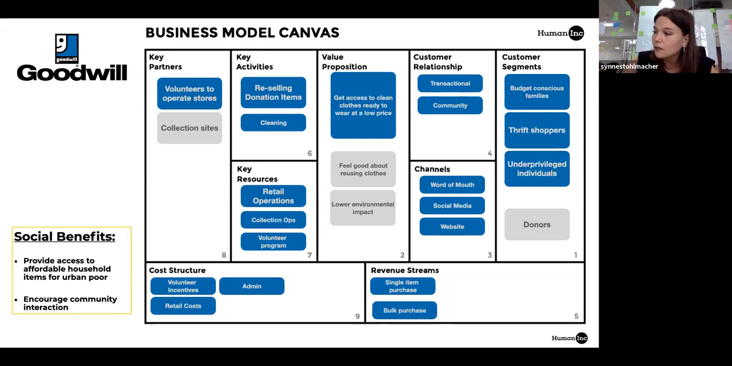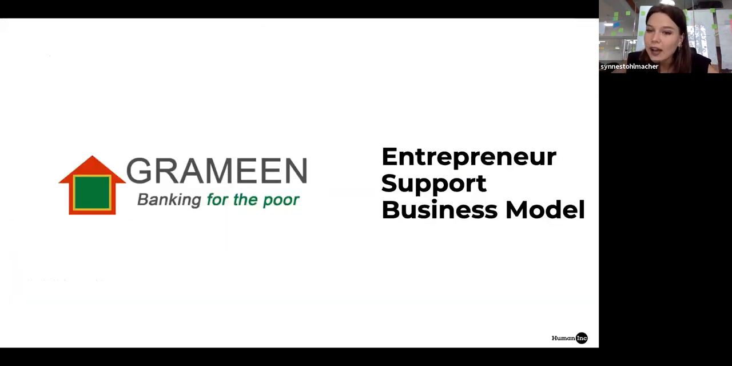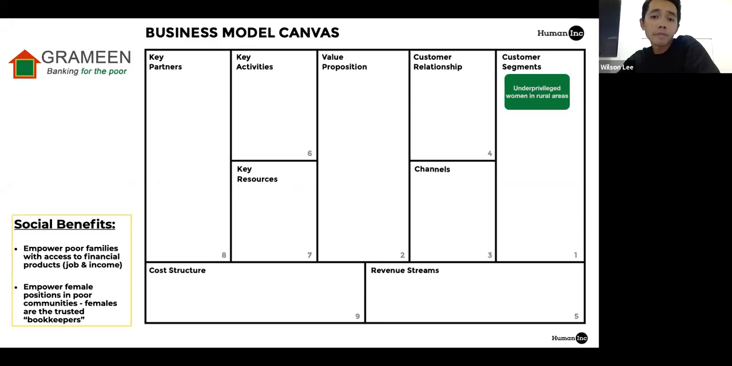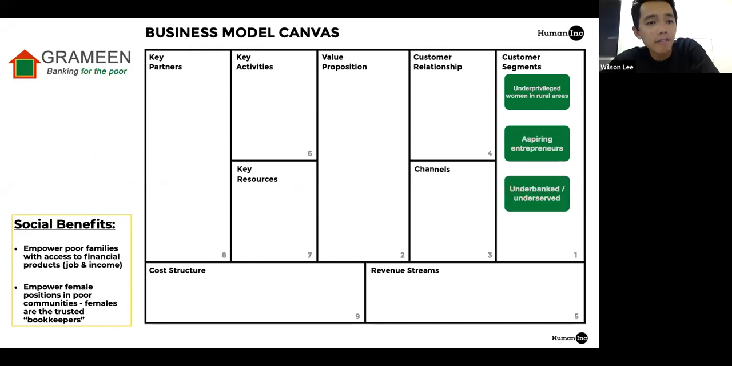So that was Goodwill. Let's look at the last one, which is Grameen Bank, which is the entrepreneur support business model. Wilson, let's take it away. Thanks. Yes. So Grameen actually, basically, they are a bank, but they are a bank for the poor because they don't need a collateral for it, right?